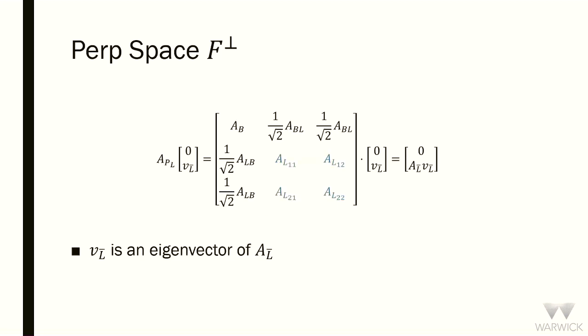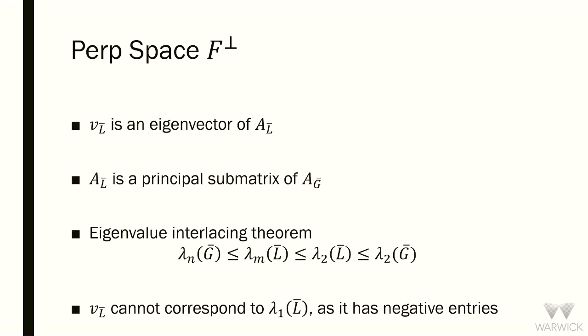As for the perpendicular space, if you do the matrix multiplication, you see that the eigenvector actually corresponds to a smaller matrix, only the blue part, which is the adjacency matrix of the lifted part. Okay? Only the lifted part. And now, here is the reasoning. You have an eigenvector of AL bar, the adjacency matrix of the lifted part. This adjacency matrix is a principal submatrix of the matrix of the full lift.